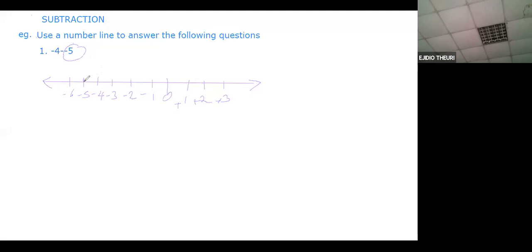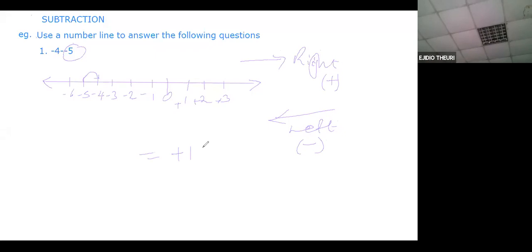Here. So we have gone like this. Anytime we are moving towards the right, we get a positive number. Anytime we are moving towards the left, we get a negative. So here we have moved one step towards the right. So it means that the answer will be what? How many steps have you moved towards the right? Only one. So the answer is positive 1.